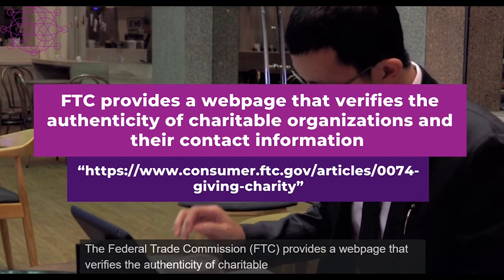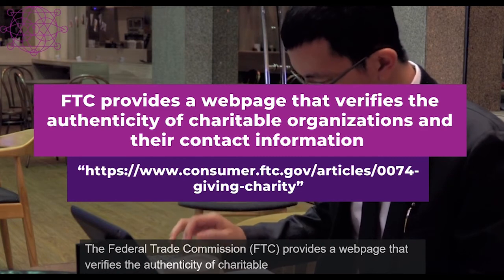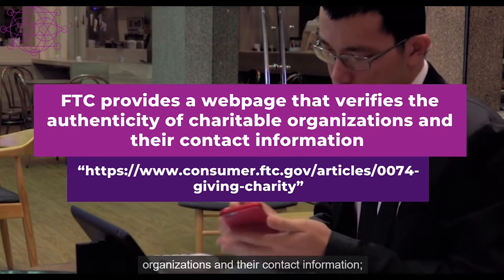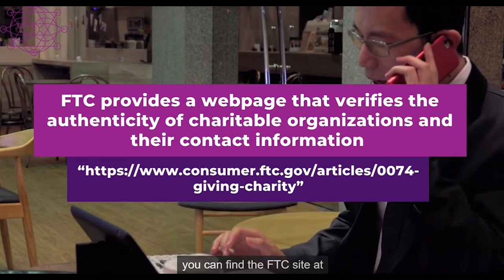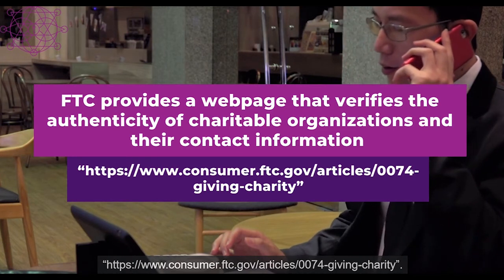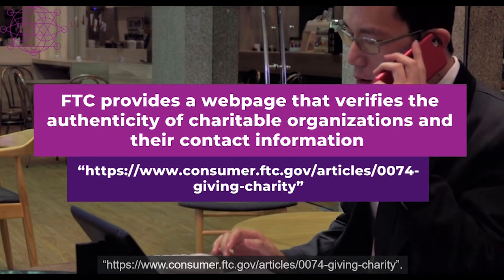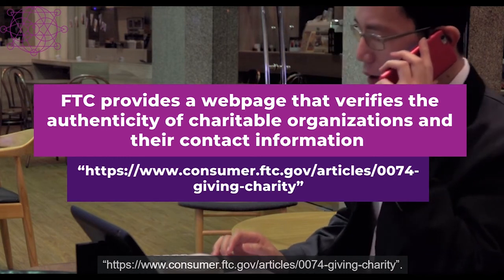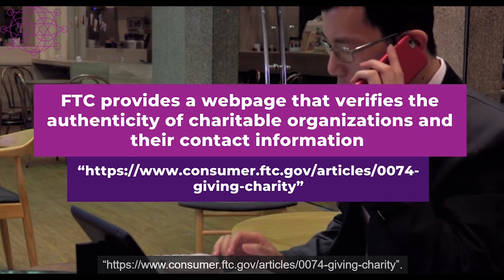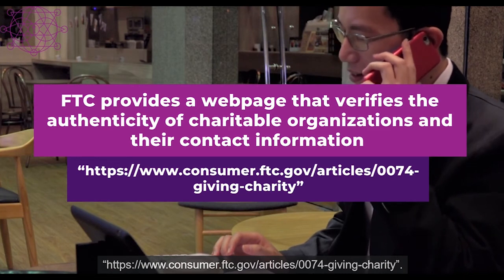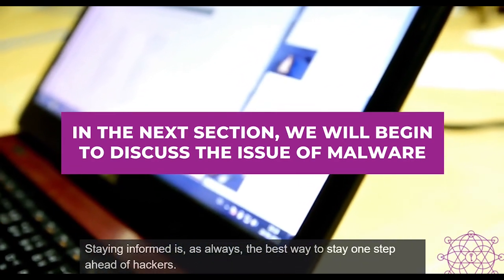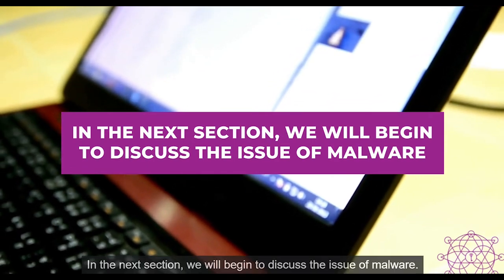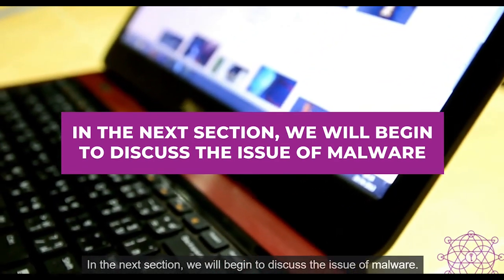The Federal Trade Commission, or FTC, provides a webpage that verifies the authenticity of charitable organizations and their contact information. You can find the FTC site at https://www.consumer.ftc.gov/articles/0074-giving-charity. Staying informed is, as always, the best way to stay one step ahead of hackers. In the next section, we will begin to discuss the issue of malware.